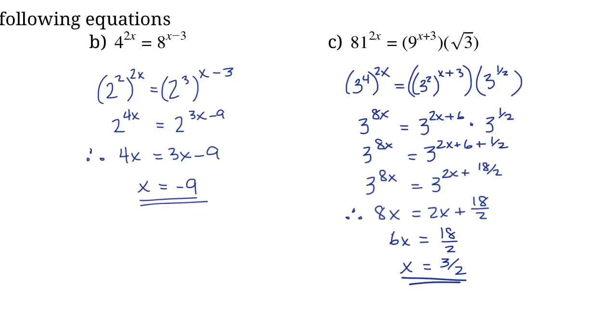Now the one thing to remember for this line right here is that when we multiply things with the same base, we add the exponents together, correct? So 2x plus 6 plus 1/2, and that's what I did in this next line, which simplifies to 2x plus 13 over 2 as the exponent. So then we can equate the exponents, and then we can solve, and x equals 3/2 in this case.